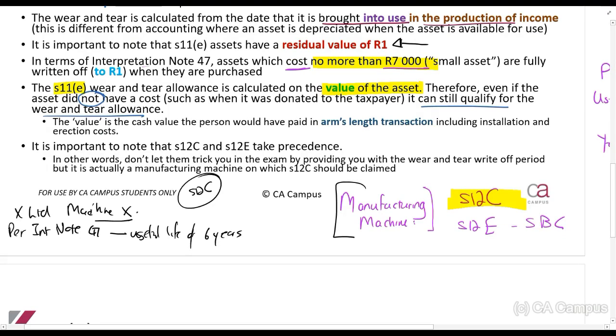But then the examiners include a comment saying, per interpretation note 47, which is this one we're looking at here, or binding general rule number 6, whatever, but per this information, this machine has a useful life of 6 years. And now you're stumped because you initially thought that you would have to use Section 12C, but why are they giving you this information? Guys, you need to know in an exam what to use.